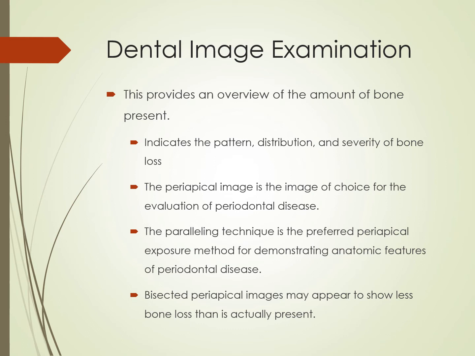So the paralleling technique is the preferred periapical exposure method for demonstrating anatomic features of periodontal disease. The reason for that is because it will accurately record the relationship of the height of the crestal bone to the tooth root. Because periodontal disease, we're not just measuring the amount of bone loss, we're also measuring the amount of remaining bone. Okay, this is important because if we were to tell our patients, you've lost 50% of the bone in that area, we wouldn't be able to accurately measure that with just a bite wing.